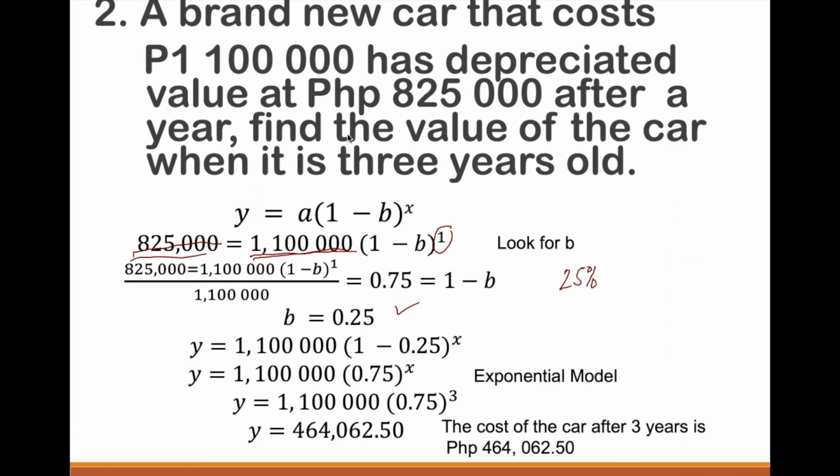So the question here is find the value of the car when it is 3 years old. So after getting the rate, substitute. So you will have your exponential model, again, the model that you are to use to solve the problem. Then substitute 3 because it's after 3 years. So using your calculators, we have the cost of the car after 3 years as 464,062 pesos and 50 centavos.